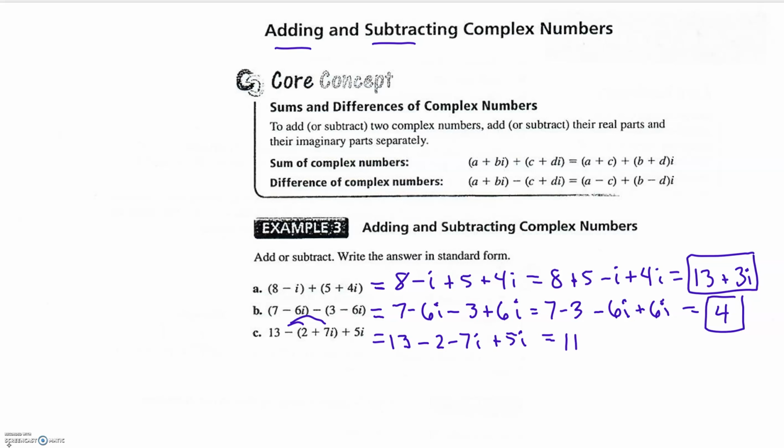13 take away 2 is 11. -7 and 5 add up to -2. Treat the i like a variable and put them together. And we're done. It really is just that simple.